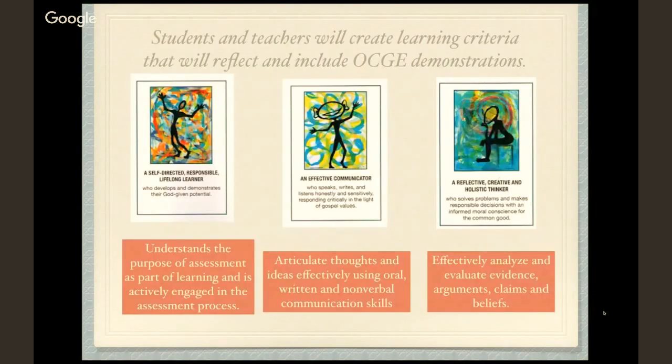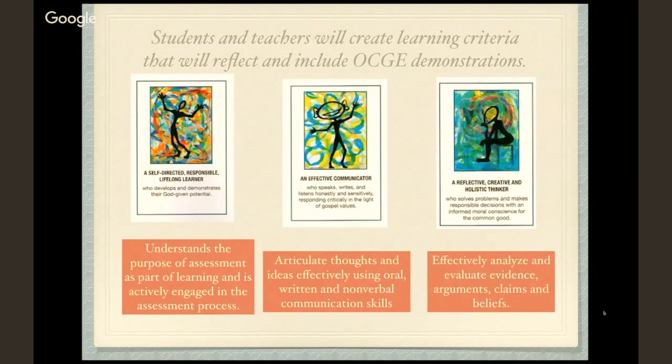When developing our assessments, it's important that students and teachers create learning criteria that will reflect and include our Ontario Catholic graduate expectations. It is so much a part of their learning and their final idea of how they're reaching their potential and their goal. When creating assessments, we're taking a look at these three aspects, although all of the OCGs can really be placed within any assessment that we do.